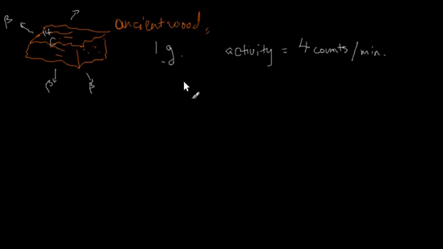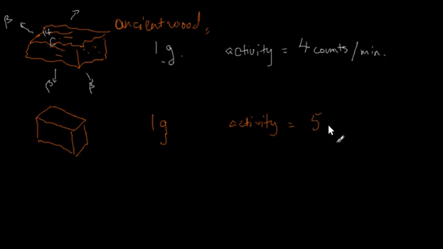So given this information, in order to determine the age of this, we need a fresh piece of wood. We need to know the activity from a fresh piece of wood. So let's say I've freshly cut a piece of wood from a tree, and suppose that in the same laboratory, this 1 gram of wood is measured, and the activity is found to be, let's say, 5.8 counts per minute. So this is my fresh wood.